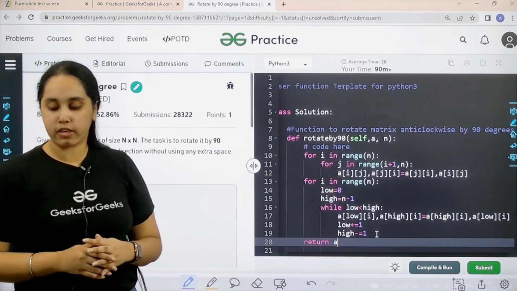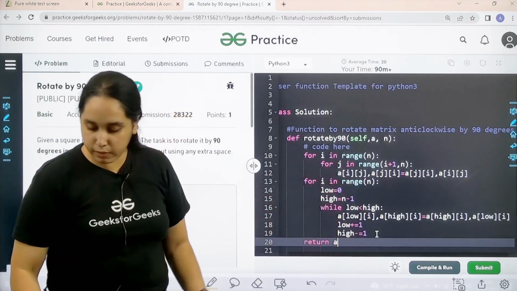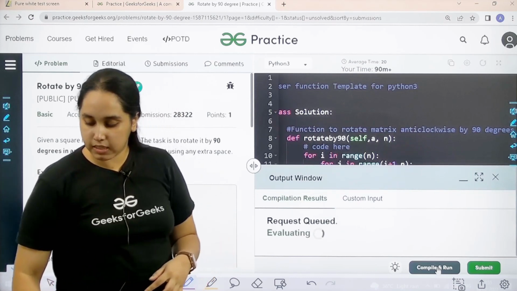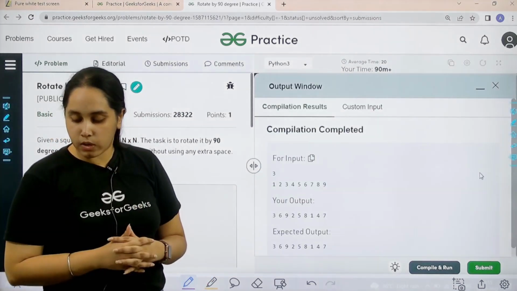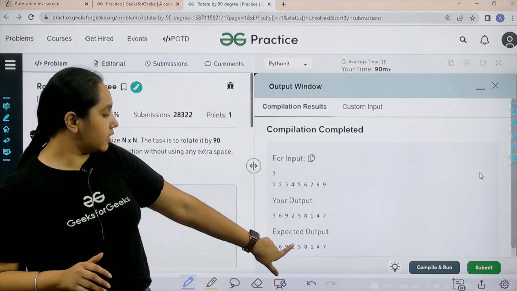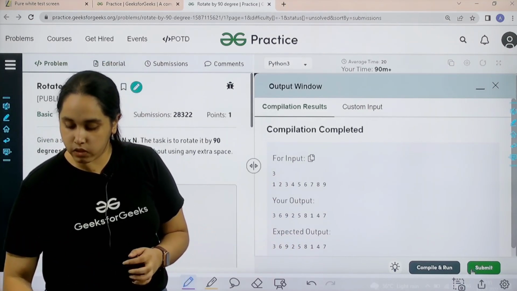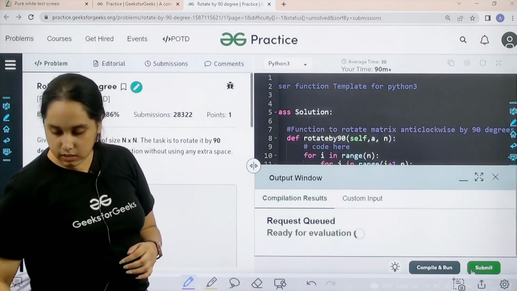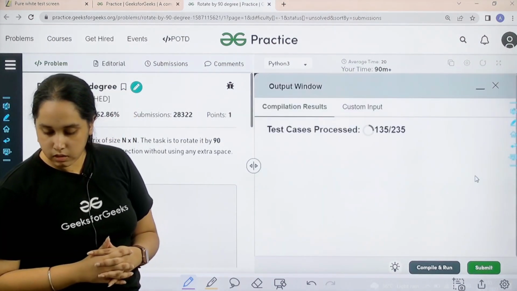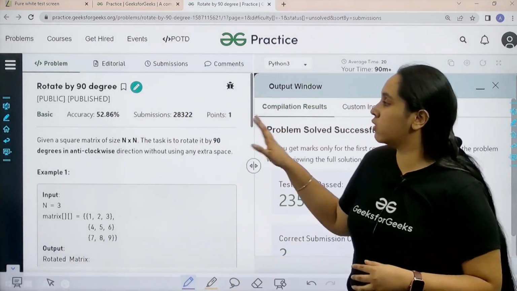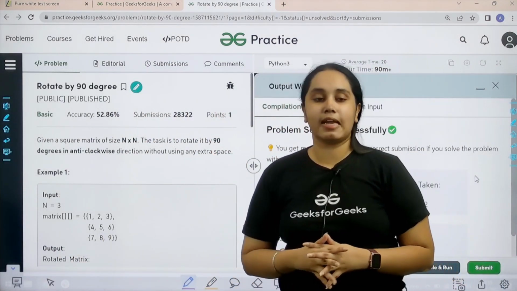Now I need to check if my solution is correct or not, so I would click on compile and run. Let's wait. The compilation is taking place. Okay, the compilation is completed. My output is matching with the expected output, so now I would submit the given problem. Let's see. Okay, the problem is solved successfully and this is how you solve the practice problem Rotate by 90 Degrees.